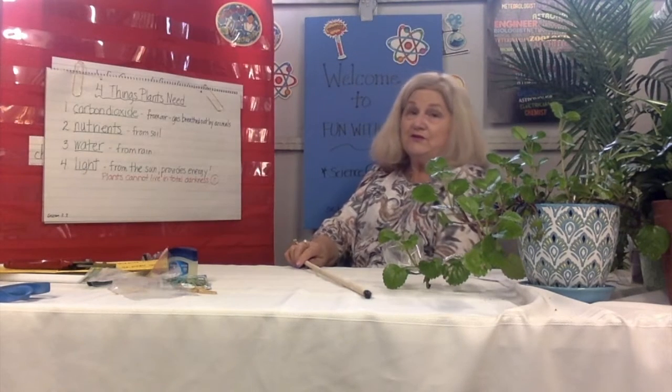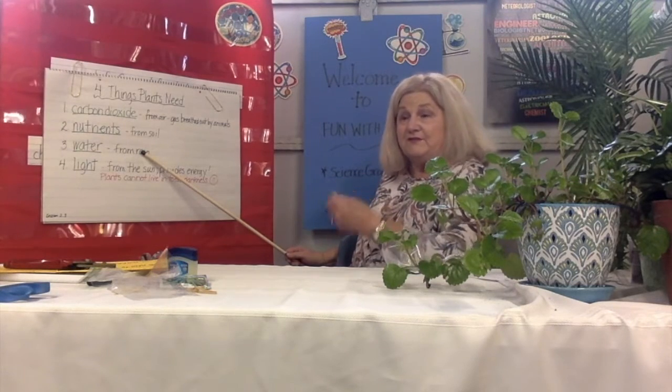Okay, so I said there's 4 things that plants need. One we've talked about, carbon dioxide. Once again, it's from the air and it's gas that's breathed out by animals. 2, nutrients, normally coming from the soil, the minerals in the soil. Of course, 3, water. They're normally from the rain. Maybe you might water them yourself to simulate the rain. And 4, light. And that comes from the sun, which provides energy.